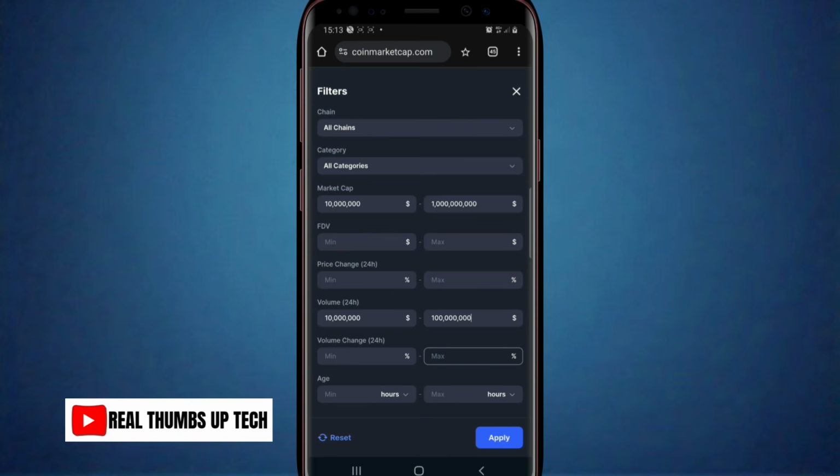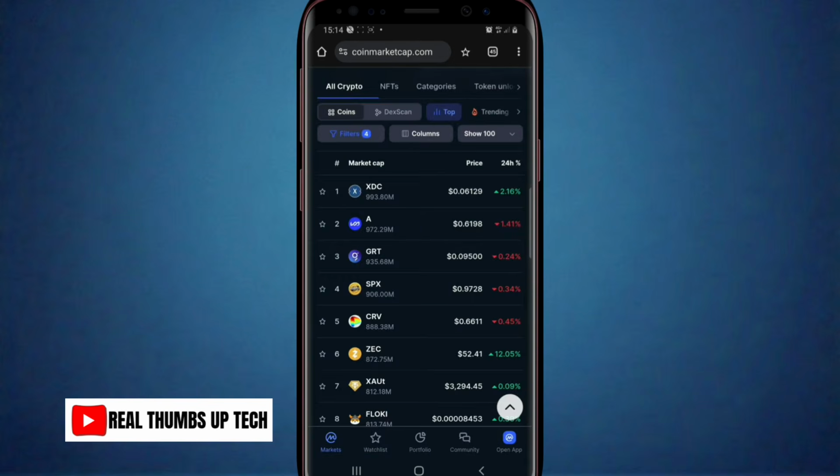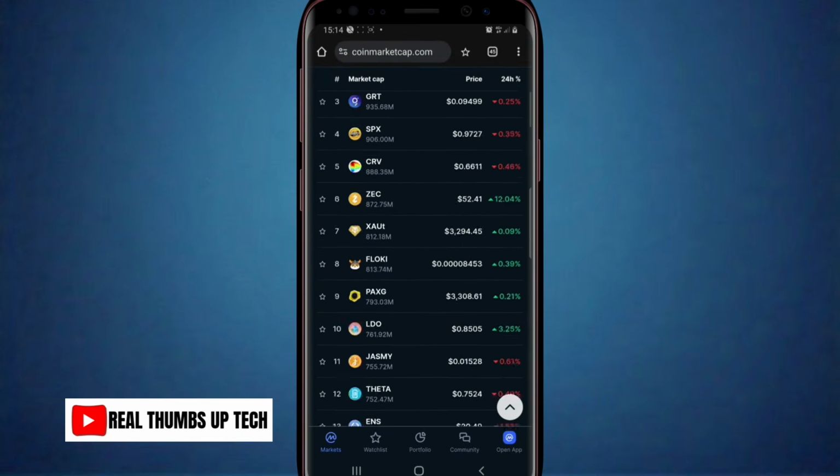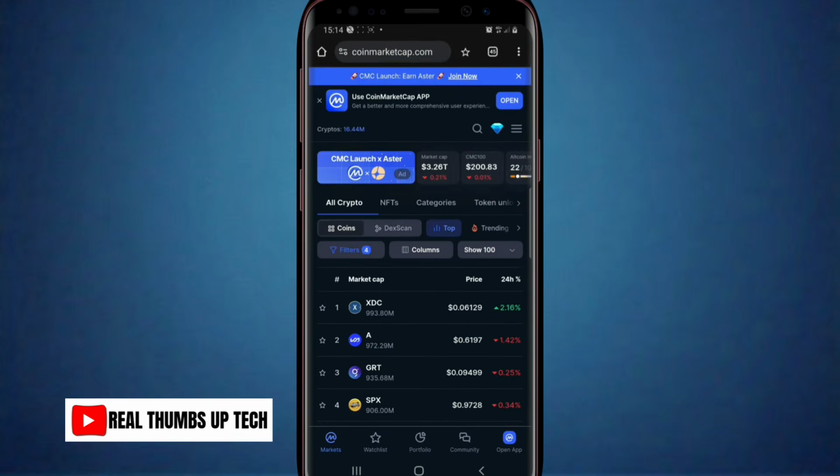All right, so you now go over to apply. Now you can see that we are only getting coins with market caps from 10 million to 1 billion. So that's why we're having 900 and something million here. If you scroll down, you see more of them. So do you know why this is like this? Because we need coins that are available on reputable exchanges.